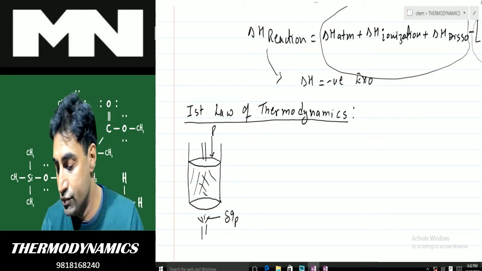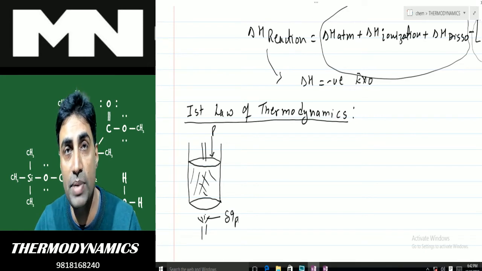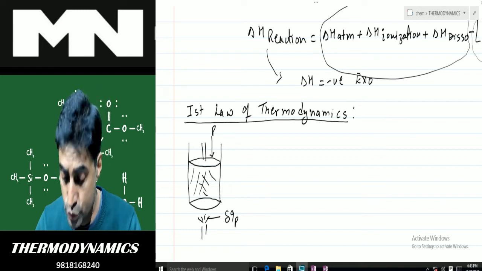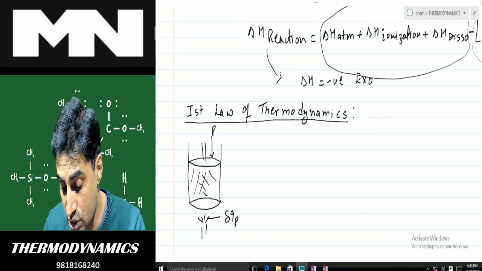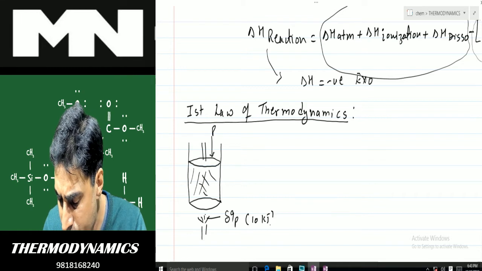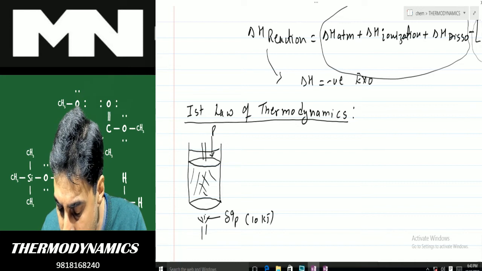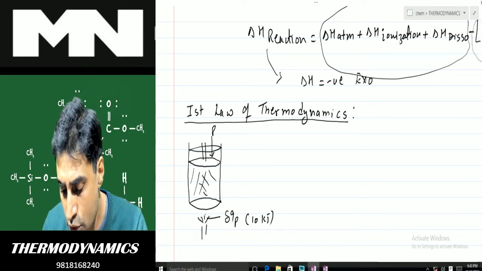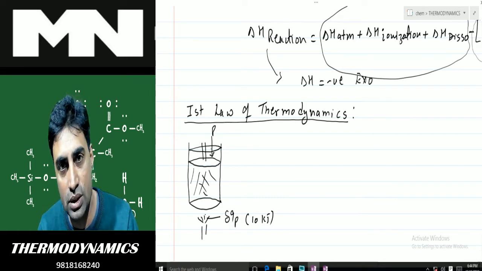Suppose this energy which I have supplied is say 10 kilojoule. By that energy it will do some work. So the heat energy which I am supplying is at constant pressure. Now suppose the heat energy which I have given here is 10 kilojoule. The gas will expand, the piston will move upward. That means the gas is doing some work. It is pushing the piston upward.